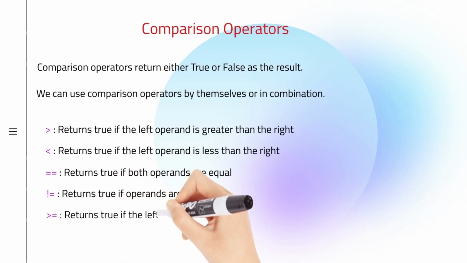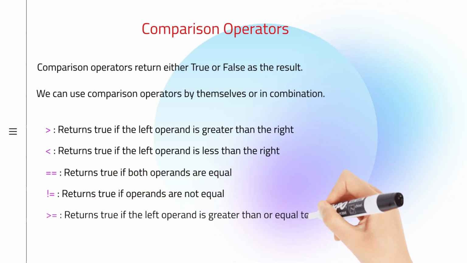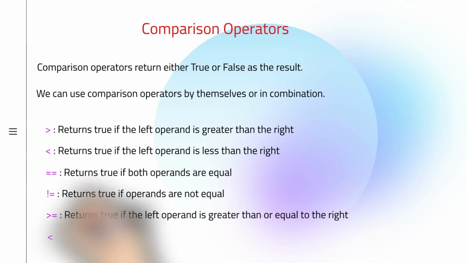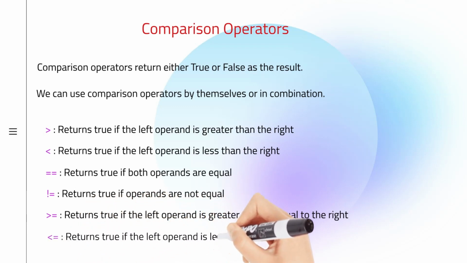Greater than or equal to. It returns true if the left operand is greater than or equal to the right operand. Less than or equal to. It returns true if the left operand is less than or equal to the right operand.